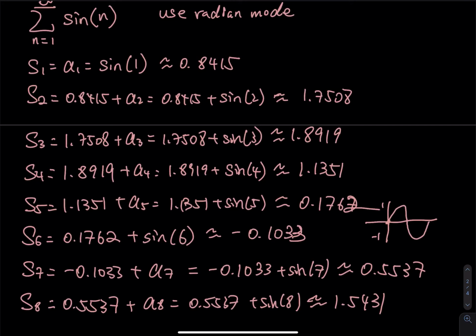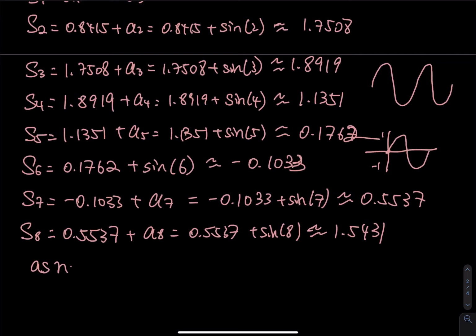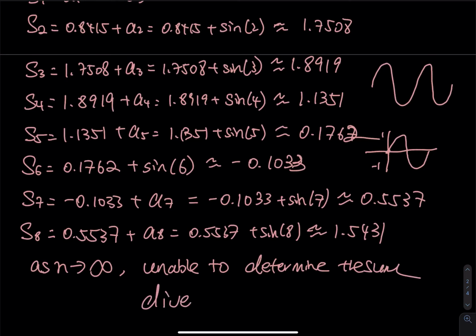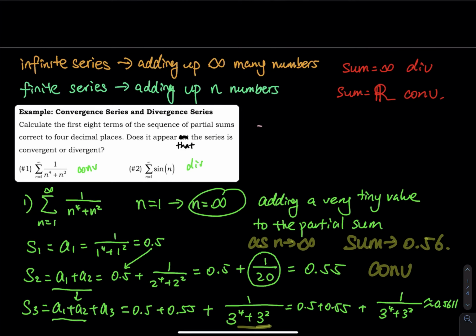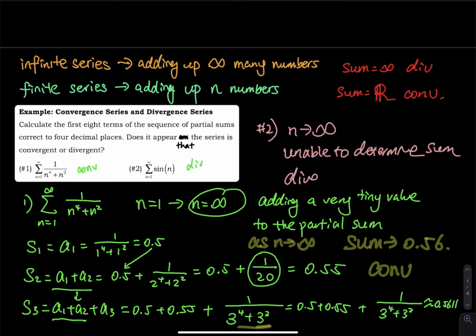What does that mean? That means as we move on, the pattern looks like this, right? As we move on, we are unable to determine the sum. So as n approaches infinity, we are unable to determine the sum. So that means the series is divergent. Other than infinity, we have one more possible conclusion. For B, for number 2, as n approaches infinity, unable to determine the sum, so that means the series is divergent. Other than getting an infinity, we can also say getting an undefined, DNE, when the sum cannot be determined.